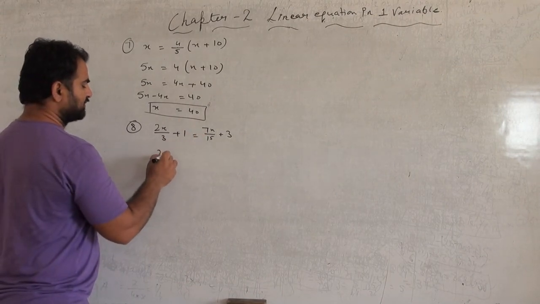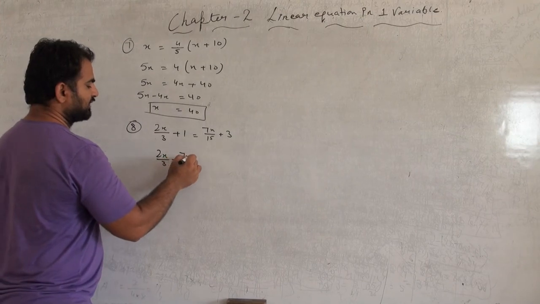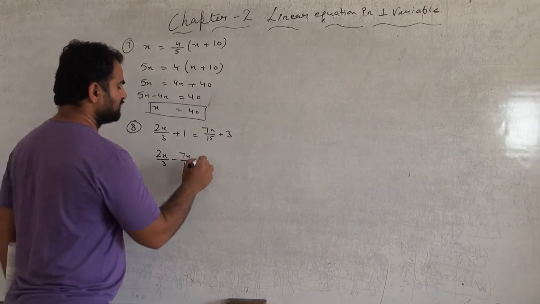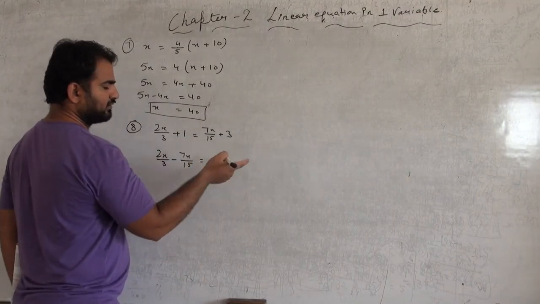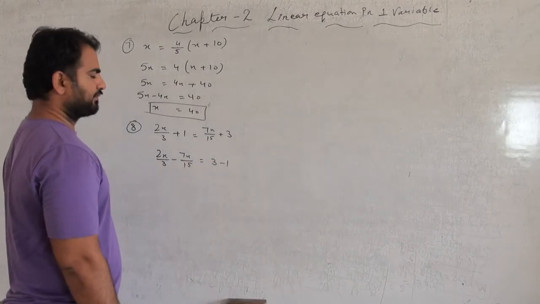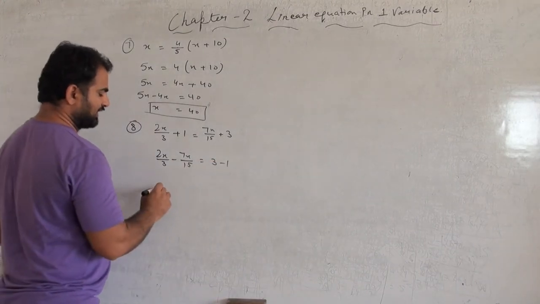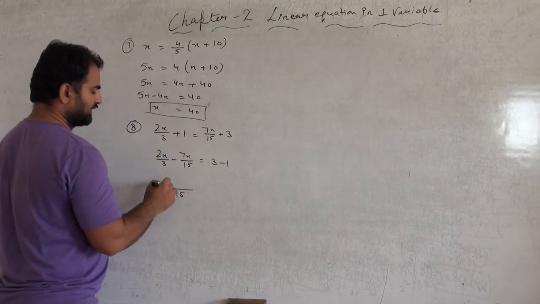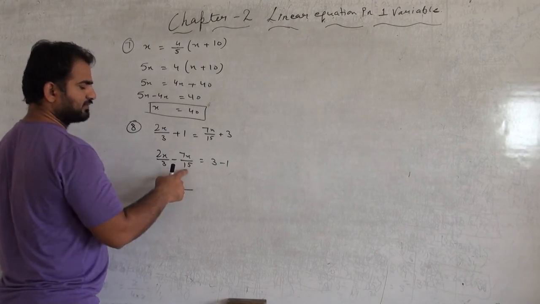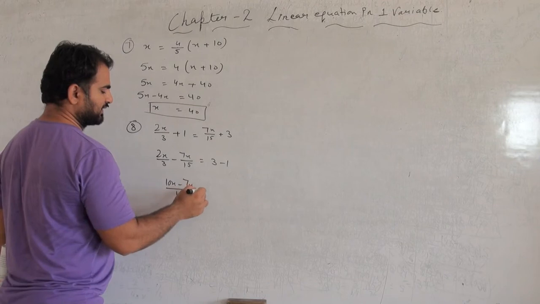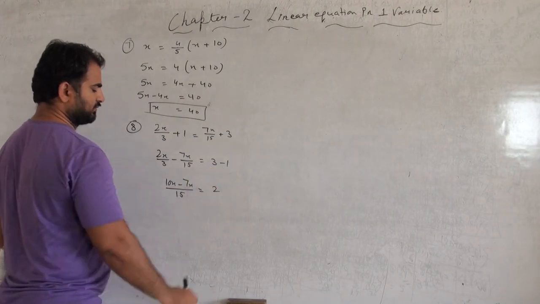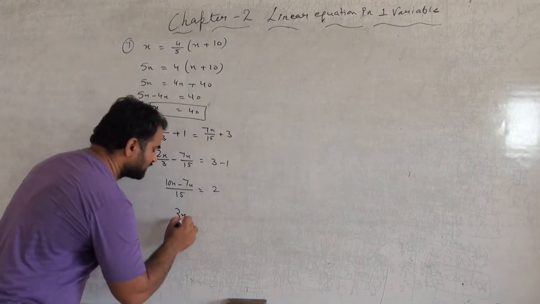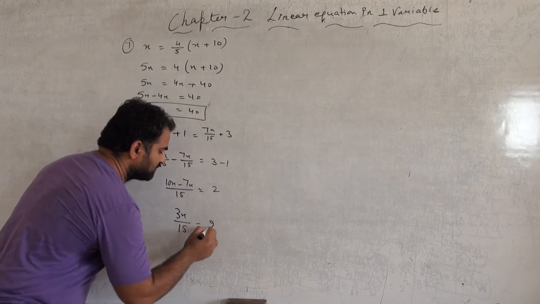So it will be 2x upon 3 minus 7x upon 15, and it will be equal to 3. Then 1 will go to the right hand side and become negative. So we have to find the LCM. LCM will be 15. 15 divided by 3 is 5, and 5 twos are 10x, minus 15 ones are 15, so it will be only 7x. 3 minus 1 is 2. So what is 10x minus 7x? 3x. It will be 3x upon 15 equals 2.